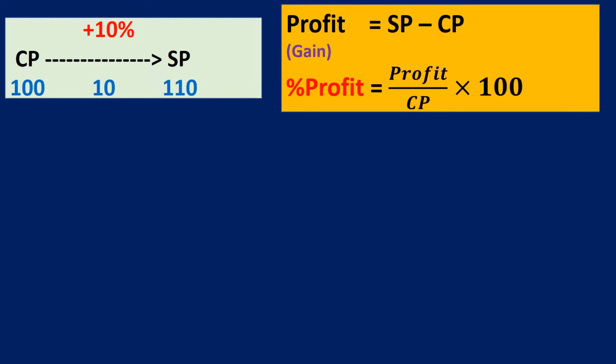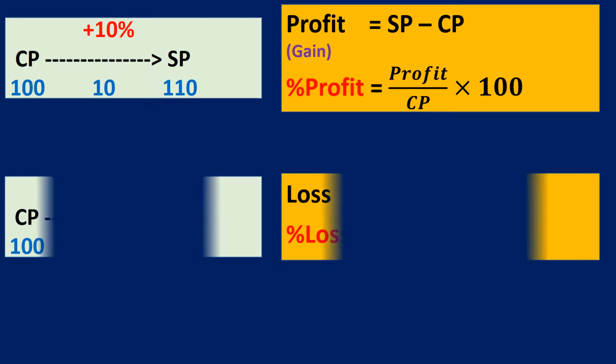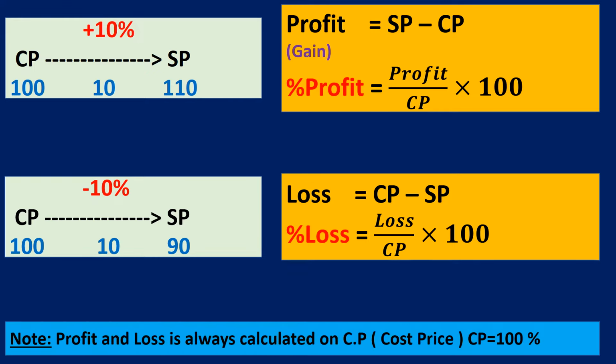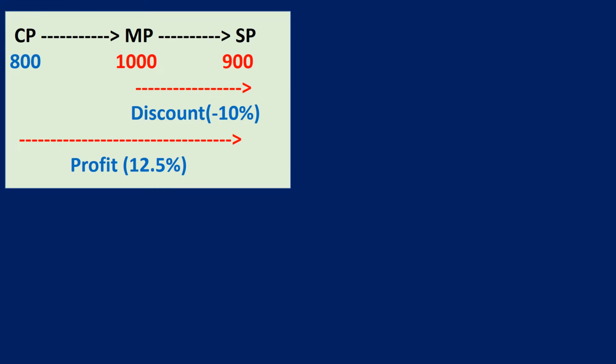The profit percentage is equal to the profit divided by cost price into 100. The loss is equal to the cost price minus the selling price. The loss percentage is equal to the loss divided by cost price into 100. The cost price is always considered as the base or 100% when calculating profit or loss.